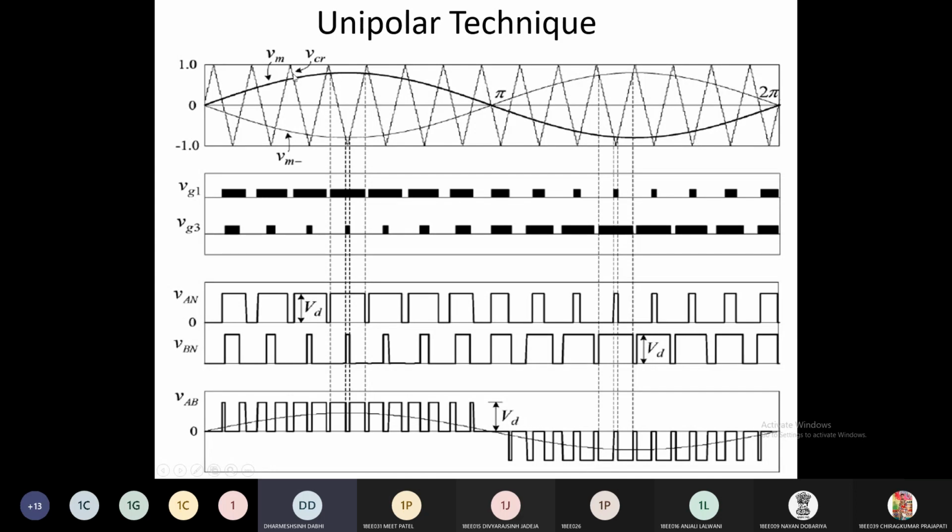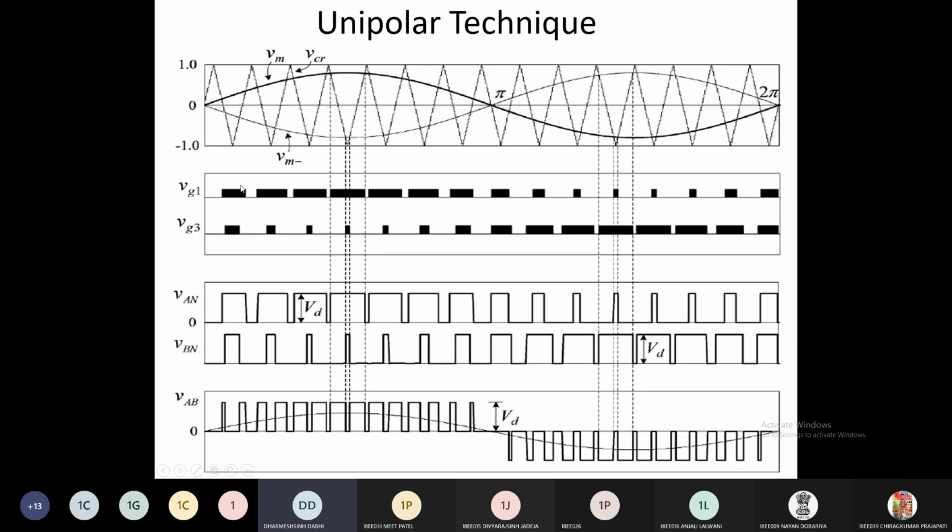Clear? So here you require two reference signals: one sine wave with a phase shift of 0 degrees, meaning the positive cycle starts first, and another sine wave signal with a 180 degree phase shift, meaning the negative cycle starts first. You compare both of these sine waves, which are the reference waves, with the triangular wave, which is your carrier signal. Clear? Now, first you compare the positive sine wave with the triangular wave. The logic is the same: when the reference sine wave is greater than the triangular wave, generate the gate pulse. You can see that at this point and this point, your sine wave is more than the triangular wave. So at that time generate the gate pulse that we call VG1.